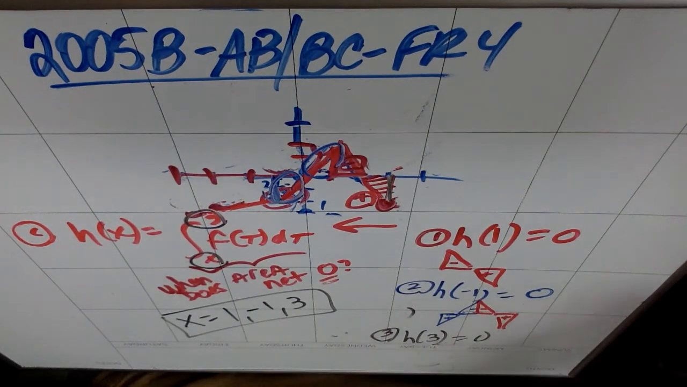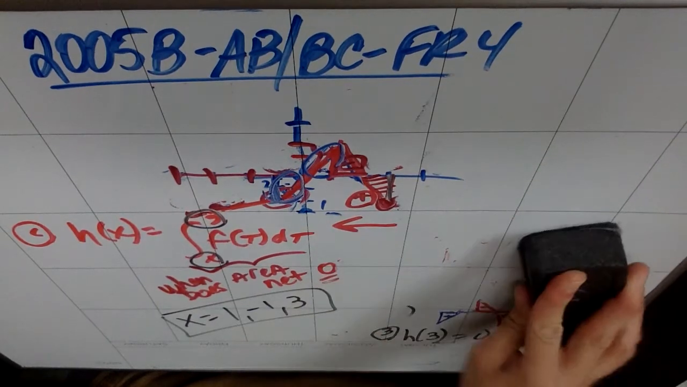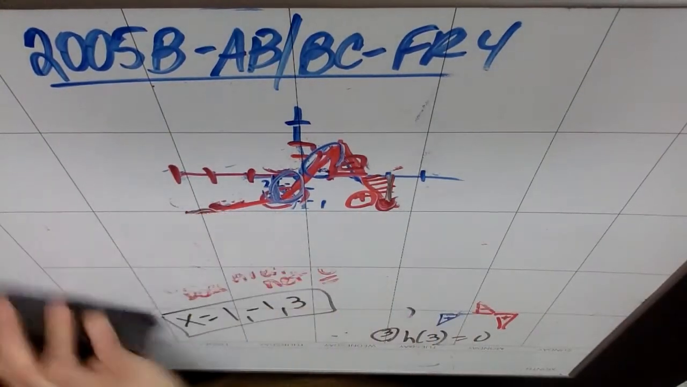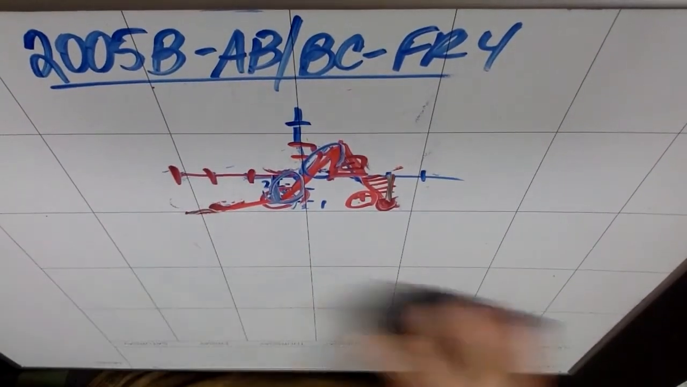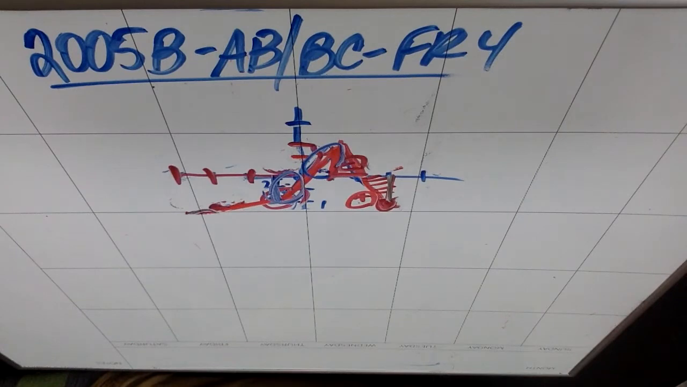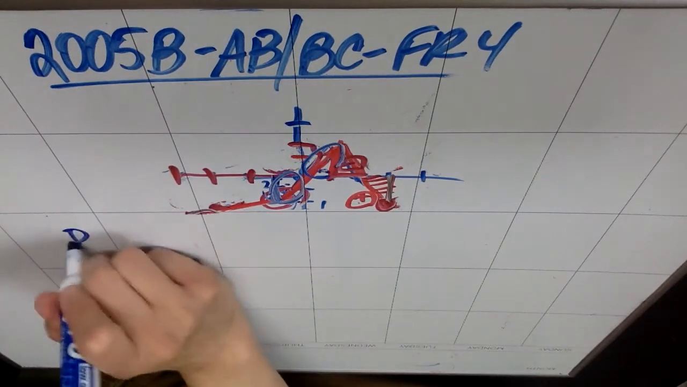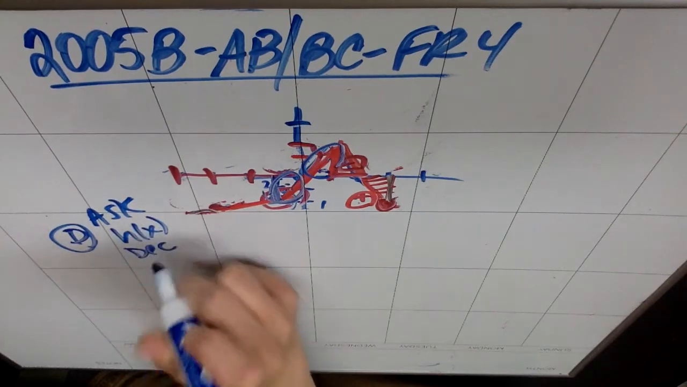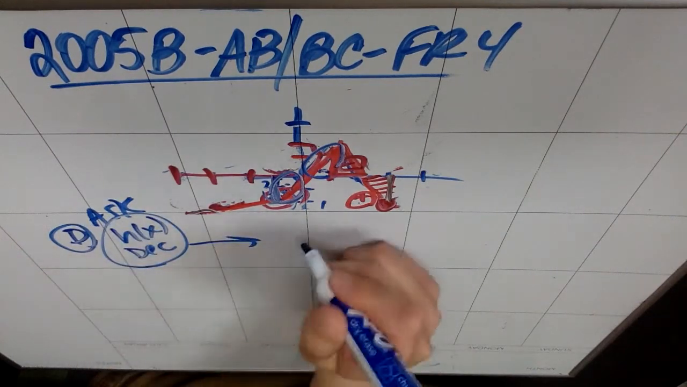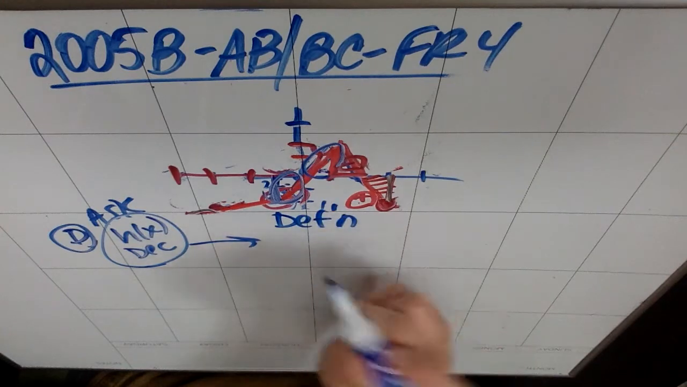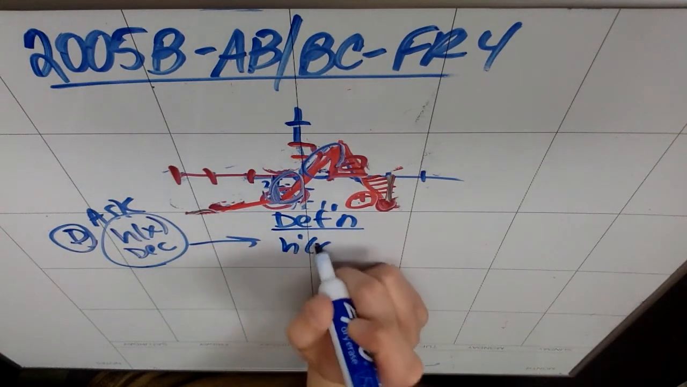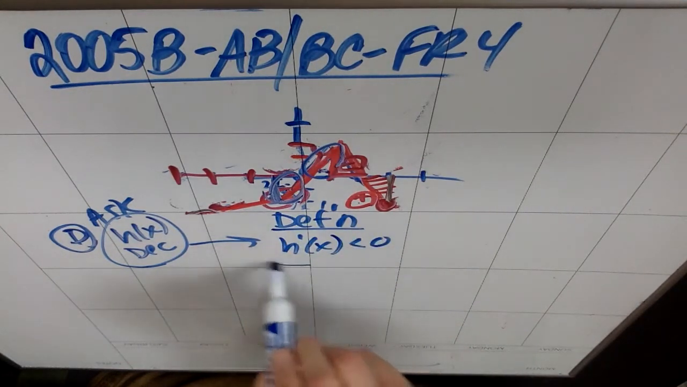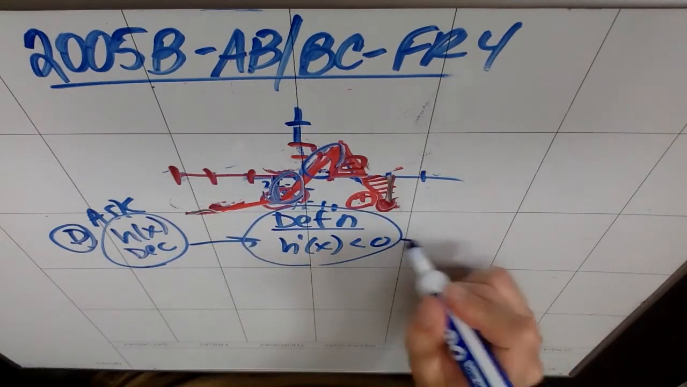Cool. Part D. For the function h defined in C, which we just used, find all intervals on which h is decreasing. Explain your reasoning. Okay, cool. So again, my poor graph is totally a mess, but hopefully you'll manage. So part D. We need to take what they ask: they asked when is h of x decreasing. We need to translate that into the definition of decreasing. By definition, h is decreasing if h prime of x is less than 0.